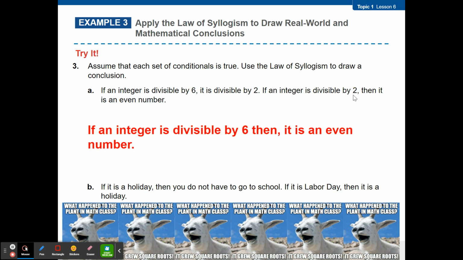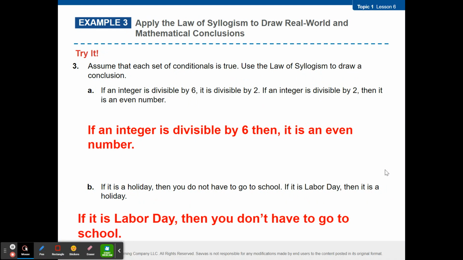Nice job. All right, now it says, if it is a holiday, then you do not have to go to school. If it is Labor Day, then it is a holiday. So they kind of did a flip-flop here. What do you think? Very good. If it is Labor Day, then you do not have to go to school. Kind of nice, huh? I think we're way past that though. Labor Day already happened.